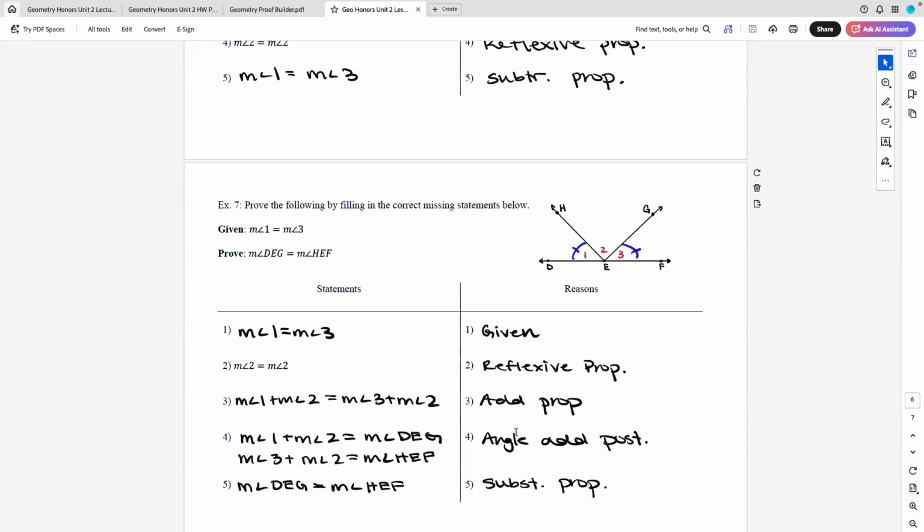Wait, how is it the substitution? Because you're replacing one line with another line. What you're doing is that you already know this is this, right? And this is this. So since those are equal to each other, I'm replacing this with EG. I'm replacing this with HEF. And substitution property of equality.